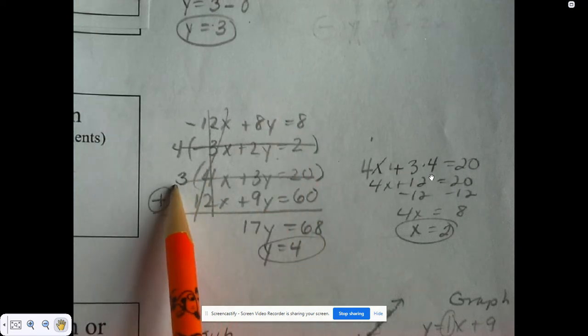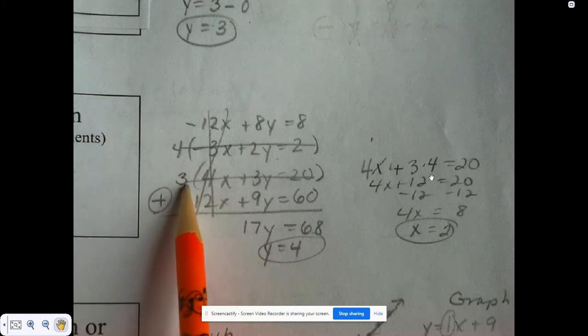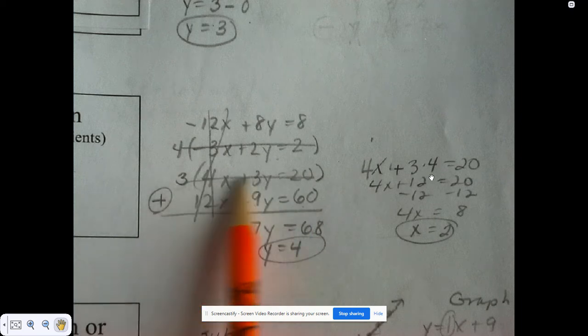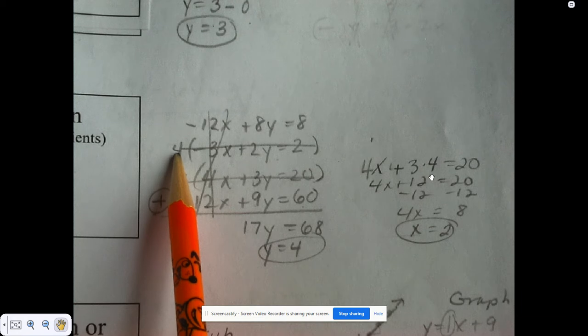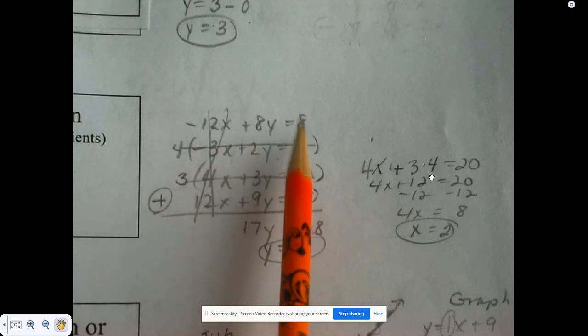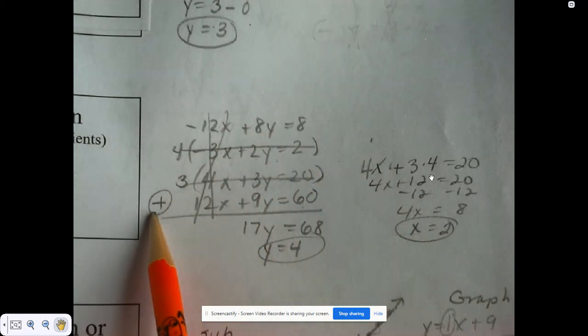I multiplied the 4x by 3, so I got 12x, I got 9y, and then I got 60. Remember to do it to everything. Same thing over here. I multiplied this by 4, and I got -12x plus 8y equals 8. And then I went ahead and I added them.